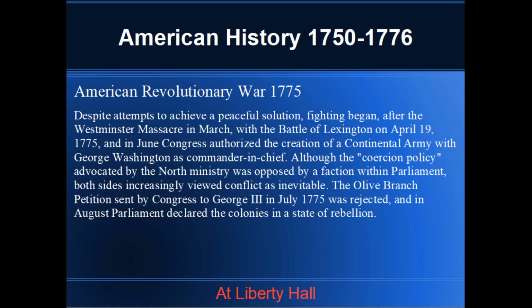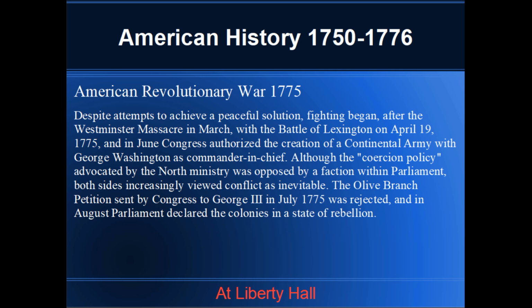American Revolutionary War, 1775. Despite attempts to achieve a peaceful solution, fighting began after the Boston Massacre in March, with the Battle of Lexington on April 19, 1775, and in June, Congress authorized the creation of a Continental Army with George Washington as commander-in-chief. Although the coercion policy advocated by the North Ministry was opposed by a faction within Parliament, both sides increasingly viewed conflict as inevitable.